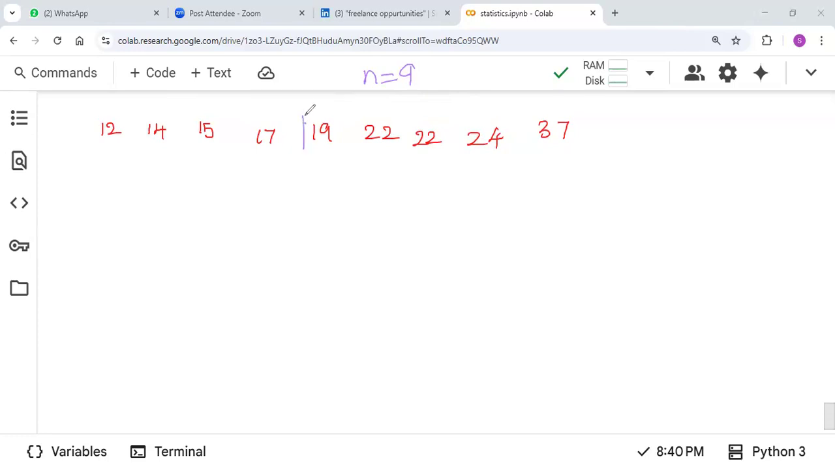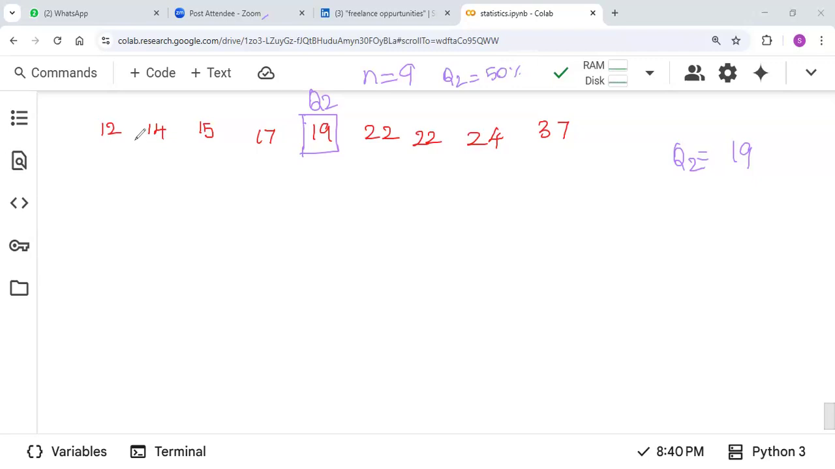Am I right? The middle value is going to be 19. So this represents your Q2. So Q2 value is going to be 19, which means what? Median value. It represents the 50 percentile of your data. Right? Q2 is the 50 percentile of your data.